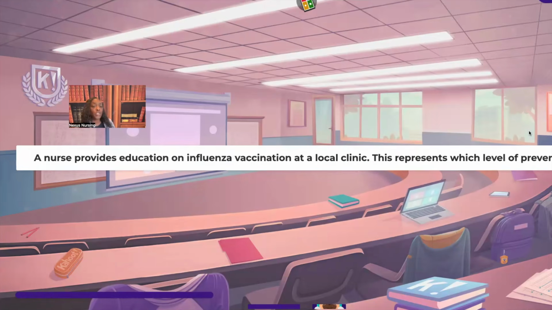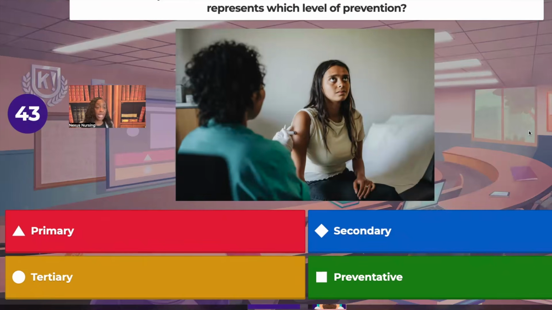Okay, a nurse provides education on influenza vaccination at a local clinic. This represents which level of prevention: primary, secondary, tertiary, or preventative? Let me tell you guys this right now. If you are taking community health nursing, they are going to kill you with these types of questions. Make sure you know the difference between all the different types of preventative measures because they're going to kill you with those. You've got to know them.